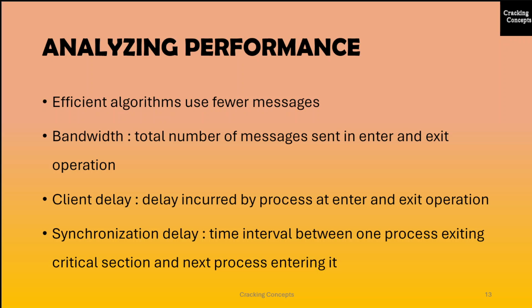Now, analyzing the performance of this algorithm. Efficient mutual exclusion algorithms use fewer messages and make processes wait for shorter durations to access the resource. For that, we use three metrics. The first being bandwidth, which is the total number of messages sent in each enter and exit operation. Then we have client delay, the delay incurred by a process at each enter and exit operation when no other process is in or waiting.